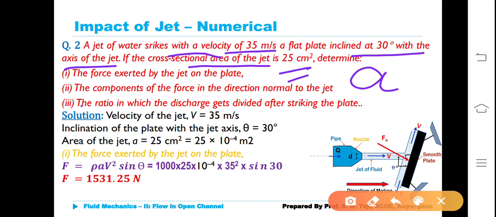I will change the pen again. Determine the force exerted by the jet on the plate, the components of the force in the direction normal to the jet, and the ratio in which the discharge gets divided after striking the plate. Could you get the meaning? You have to find out 3 parts.